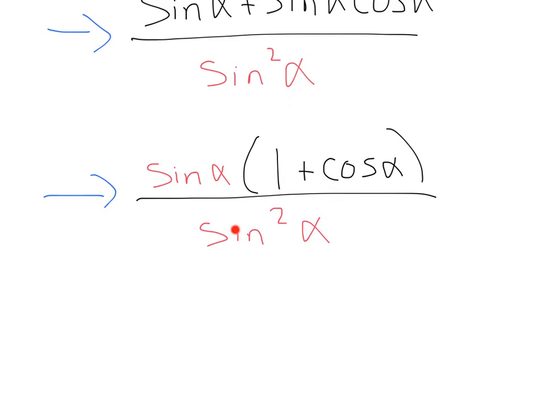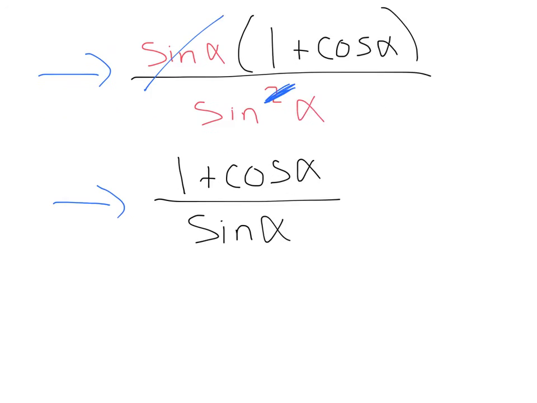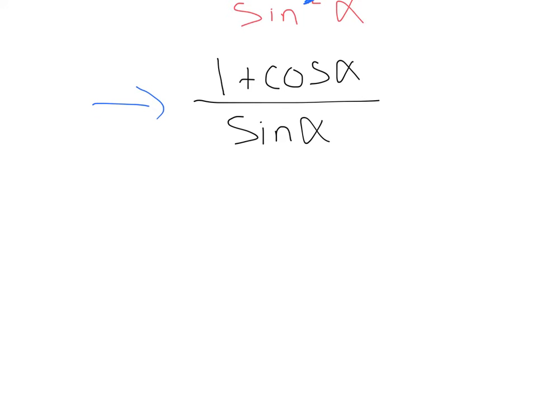Now we have a sine alpha and a sine squared alpha here. We're going to be able to cancel out this, and we'll be able to cancel one of our squared on the bottom, leaving just sine alpha in the denominator. Going forward, I have 1 plus cosine alpha all over sine alpha. Okay, here I don't have a conjugate. I already have sine and cosine. What can I do from here?